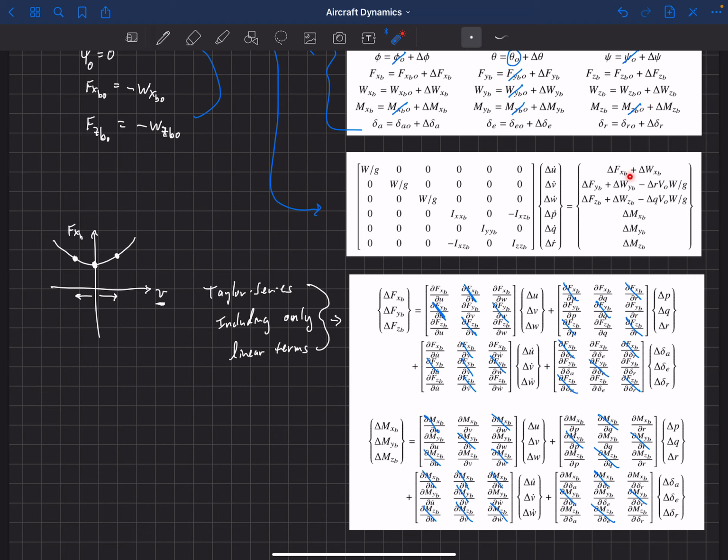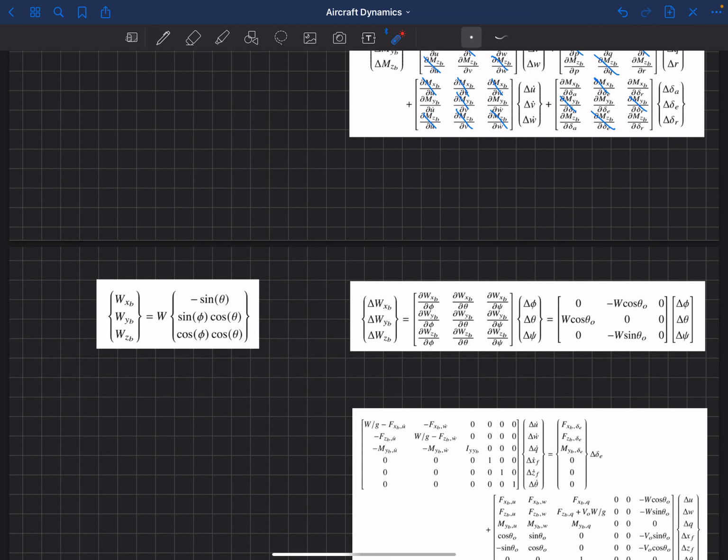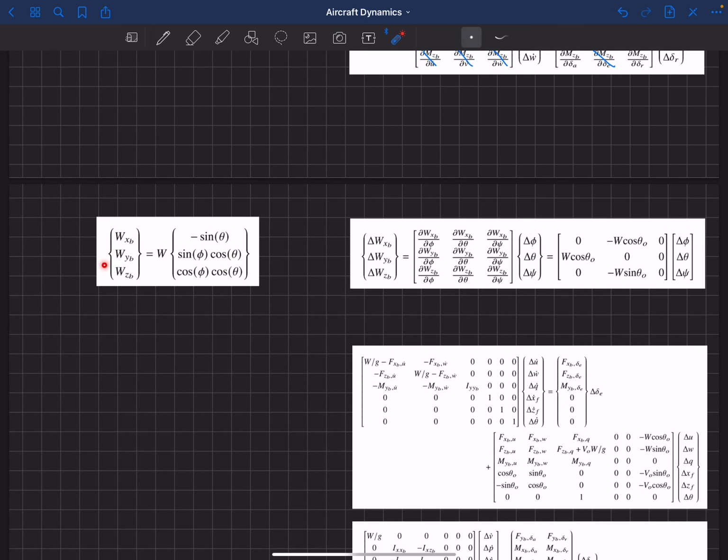Another thing we want to look at is this change in the weight as a function of orientation. This is the deviation in our weight vector as a function of our orientation. Now, the equation for weight is right here. We came up with this previously. The weight in the x, y, and z directions depends on how we are oriented: our elevation angle here, theta, and our bank angle here, phi.